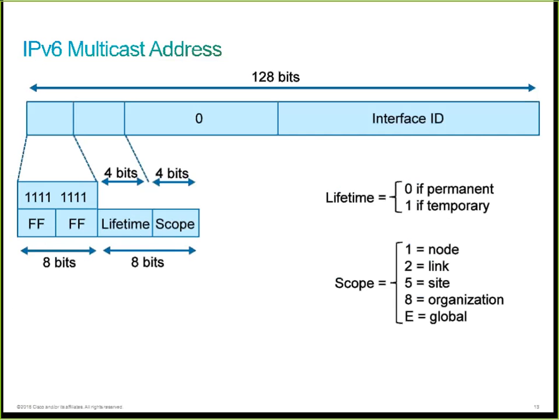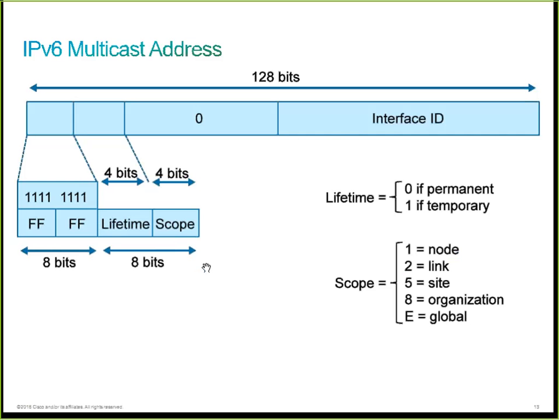And then the next 4 bits represent the scope. Scope means for what purpose the multicast address is being utilized. If these 4 bits are 1, it means it's for a node, meaning a particular device. 2 means it's for a link. 5 means it's for a site. 8 means it's for an organization. And E means it's for global. So that's the way it is represented.